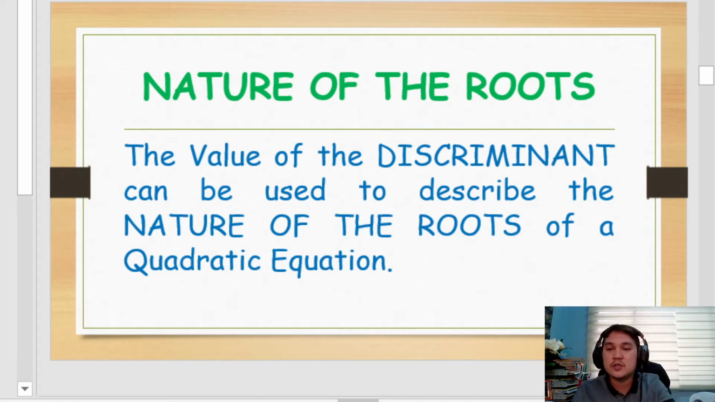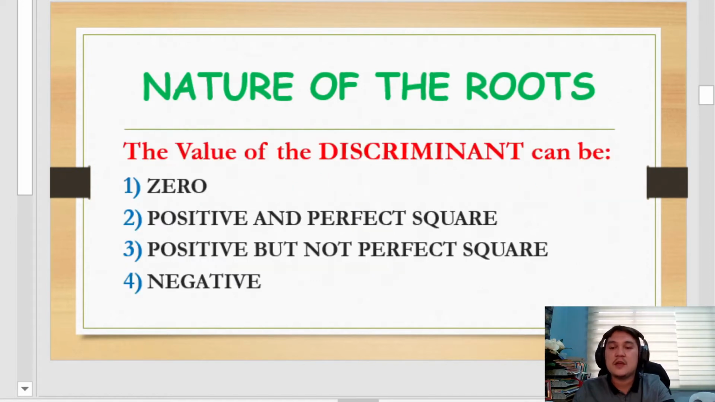Nature of the roots. The value of the discriminant can be used to describe the nature of the roots of a quadratic equation. The value of the discriminant can be, number 1, 0, number 2, positive and perfect square, number 3, positive but not perfect square, and number 4, negative. In this video, I'm only going to discuss number 1 and number 2.